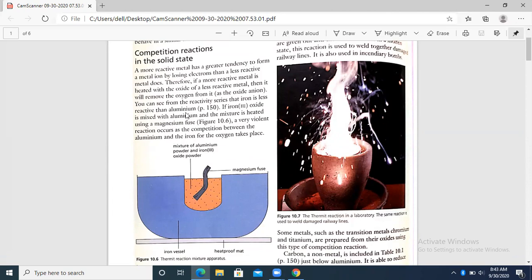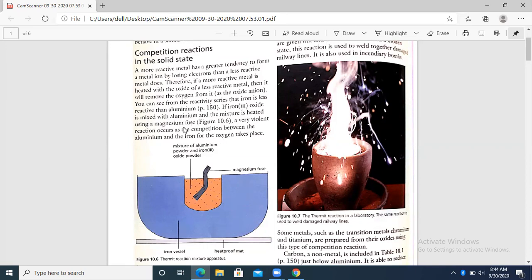So in the laboratory, we make a mixture using iron trioxide and aluminium. We can take any two metals, but here we are doing the experiment using aluminium and iron. When we look at the reactivity series, we can see aluminium is more reactive. So we take the oxide of the less reactive metal. Here iron is less reactive, so we mix iron trioxide and aluminium together. Now we heat that mixture using a magnesium fuse, this apparatus.